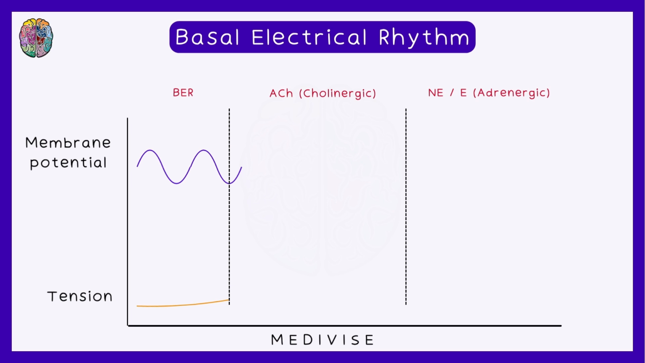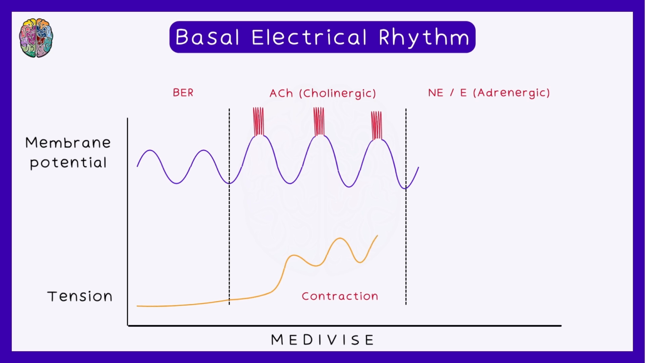So, imagine if acetylcholine is introduced, the basal electrical rhythm or the slow waves are going to go past the minus 40 threshold. If this happens, we will get to see a lot of spike waves. And you know that the spike waves are the ones which help in the contraction of the GI muscle layer. So what is going to happen to the tension? The tension is going to rise after each series of spike potentials.